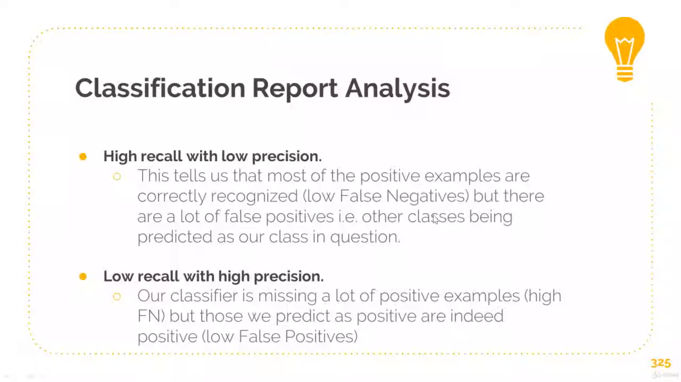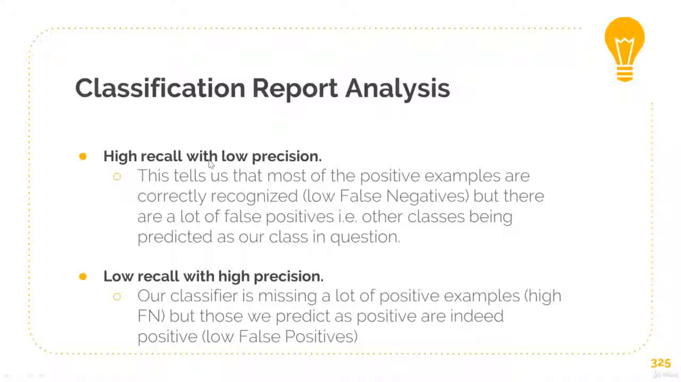So how do we analyze our classification report? We can quickly interpret something here. High recall with low precision, that is bad, and let me tell you why. This tells us that most of the positive examples are being correctly recognized, meaning there are low false negatives, but there are a lot of false positives, and that means a lot of the other classes have been predicted as our class in question.